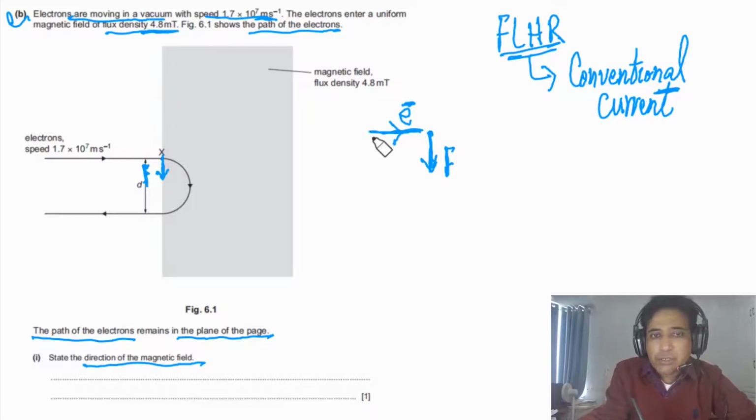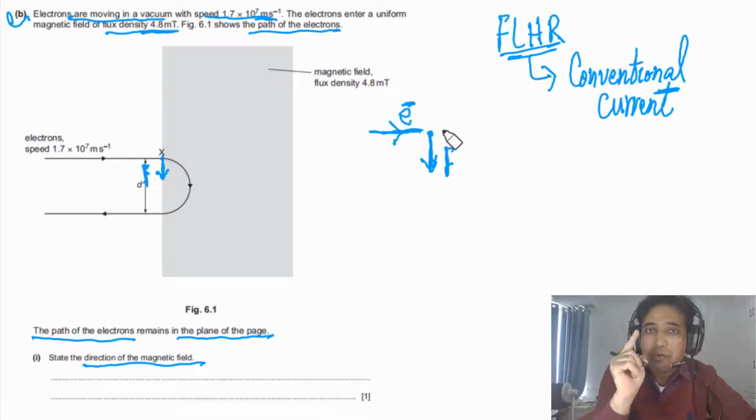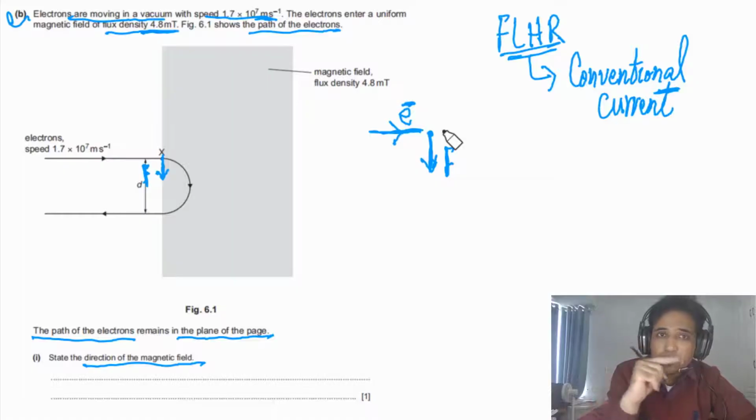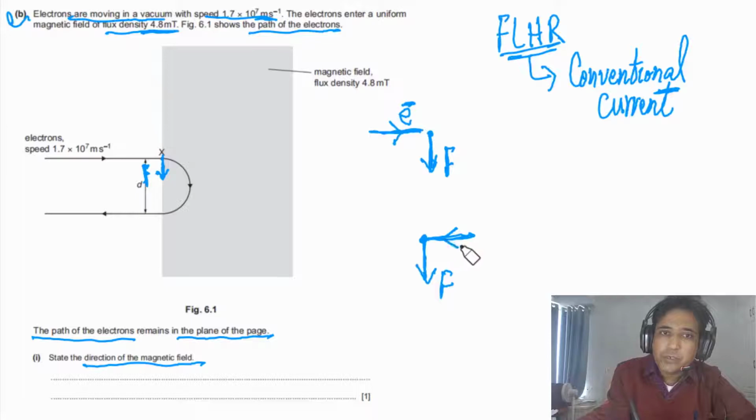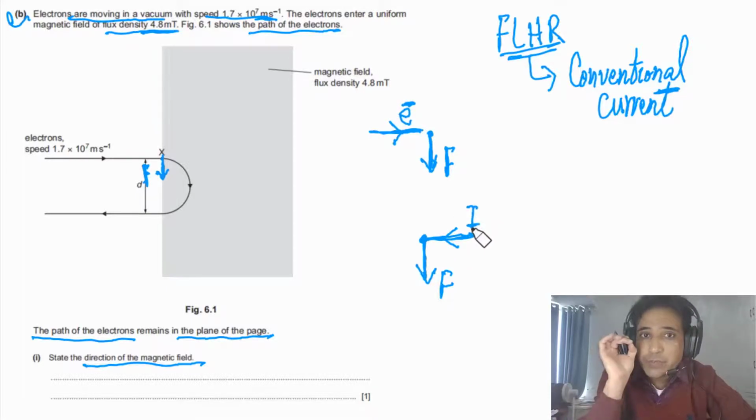Now in this case, if electrons are moving to the right, what is the direction of conventional current? That one has to be to the left. So we can draw again. Now we have the direction of the force, that is down, and the direction of conventional current, that is to the left. So what is the direction of magnetic field?